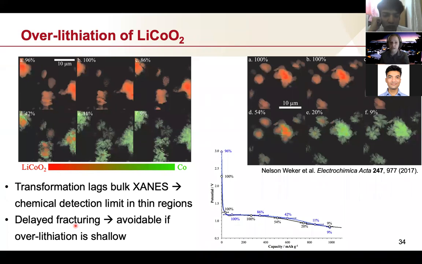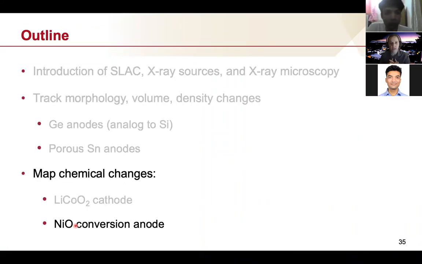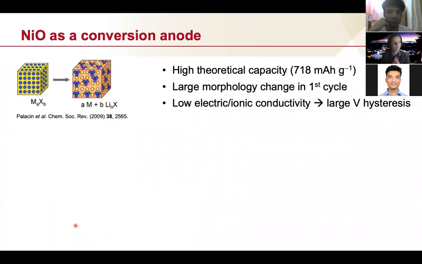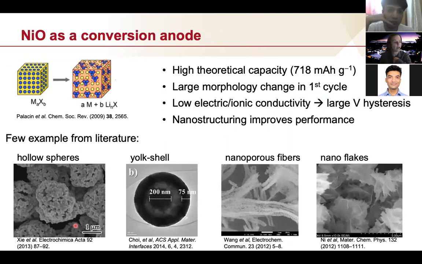So now that we know that technique, I also want to apply it to a second technique, and this is the last example I have, and it's a nickel oxide conversion anode. So conversion anodes are a third type of anode. They also have high theoretical capacity, and they also have a large morphology change in that first cycle, similar to alloying anodes. We also have the additional problem that they have low electronic conductivity, which gives them large voltage hysteresis.